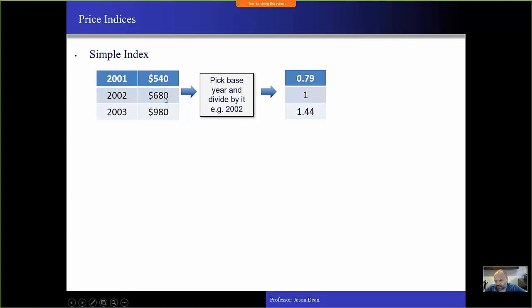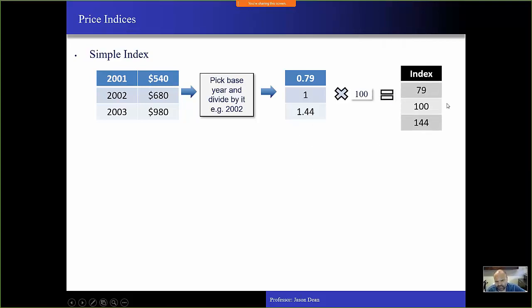For the base year, obviously the number is going to be equal to 1. We're just taking 680 divided by 680. That's the year we want everything relative to. And then the next year, 2003, we take 980 divided by 680, and we get 1.44. For index numbers, we just want to multiply these by 100.